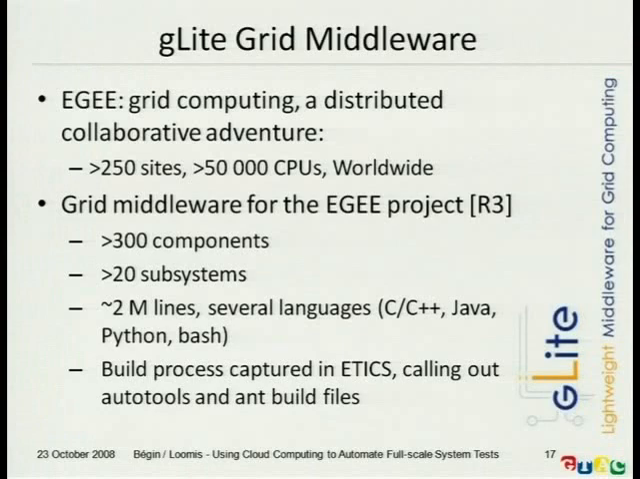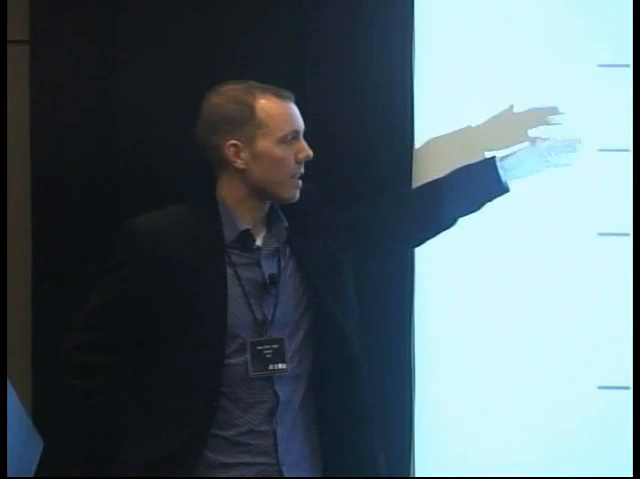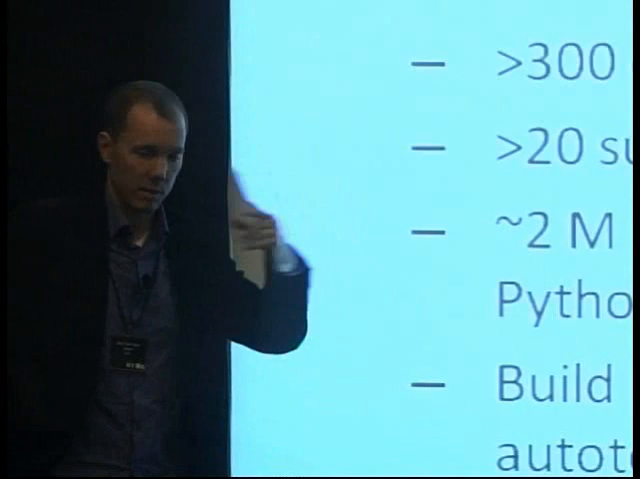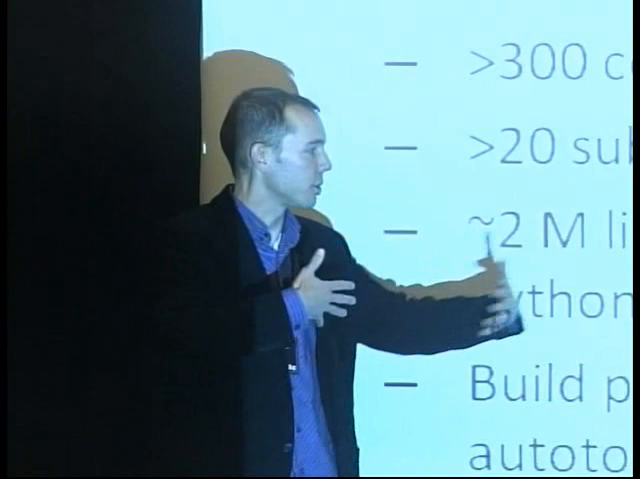they used a software layer called gLite. So gLite is about 300 components grouped in 20 different subsystems, 2 million lines of code written in many languages. Another interesting aspect is that there were several dozens of developers all over the world contributing to this middleware effort. And the build process was captured in ethics, this project I was mentioning, where the dependencies between different components and the grouping were captured in a tool. And then for every component, the ethics tool would call out to make, autotools or Ant files to actually build the specific component and generate the packages.